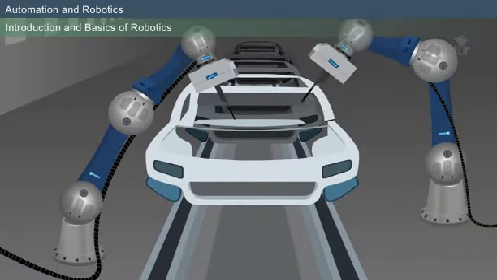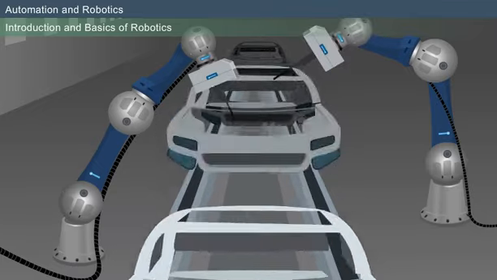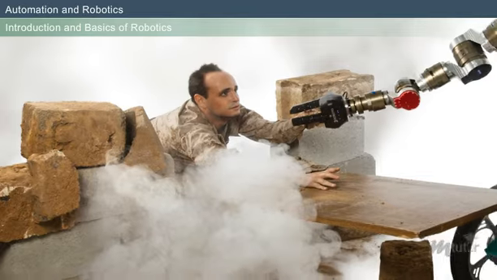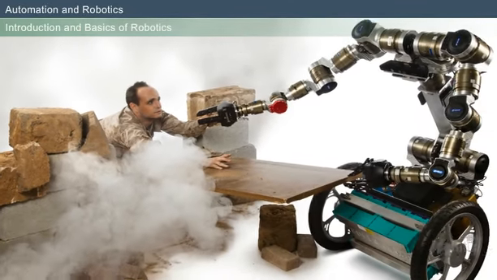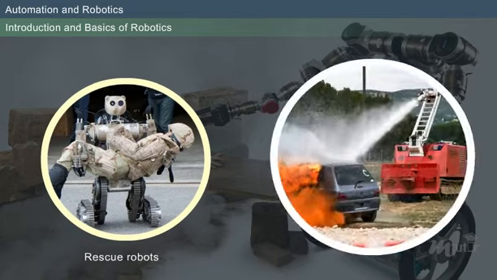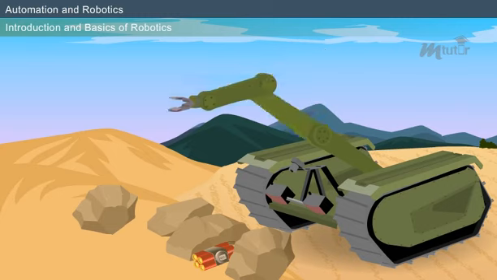Let us see the applications. As already said, robots are majorly used in the industries for production and assembly. Robots such as packbots are also used in dangerous environments. For example, rescue robots are used during fire accidents and in the place of bomb blasts.